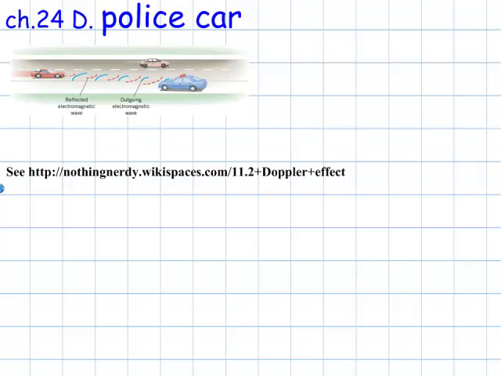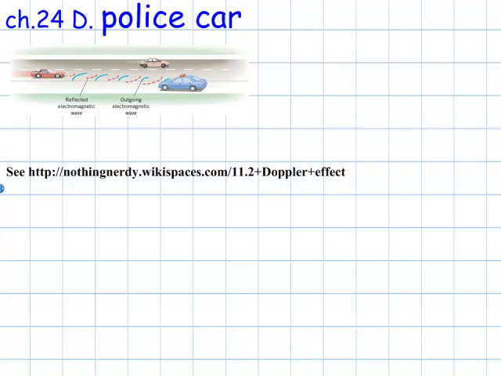This problem reads, suppose that the police car in the previous example is moving to the right at 27 meters per second while the speeder is coming up from behind at a speed of 39 meters per second, both speeds being with respect to the ground. Assume that the electromagnetic wave emitted by the radar gun has a frequency of 8.0 times 10 to the 9th hertz, so 8 billion hertz. Find the magnitude of the difference between the frequency of the emitted wave and the wave that returns to the police car after reflecting from the speeder's car. Which wave has the greater frequency?